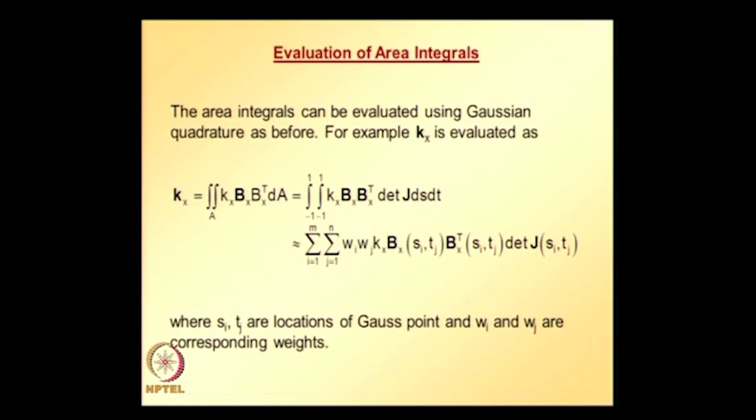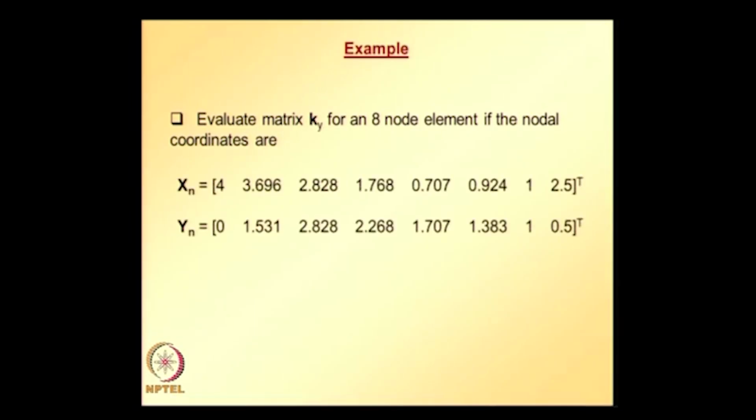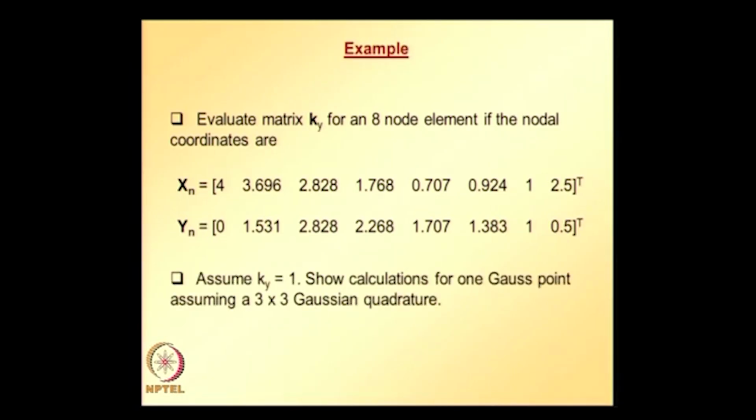So, now let us take an example. Evaluate matrix Ky for an 8 noded element if the nodal coordinates are as given here, and assume coefficient Ky is a constant equal to 1, and show calculations for one Gauss point and adopt 3 by 3 Gaussian quadrature.